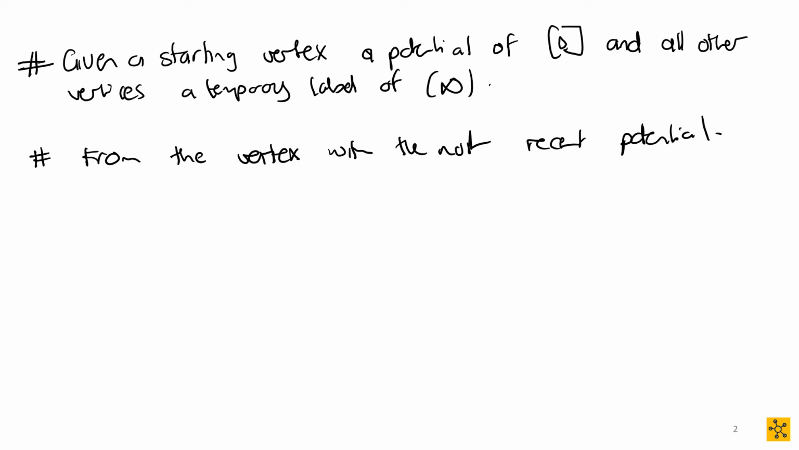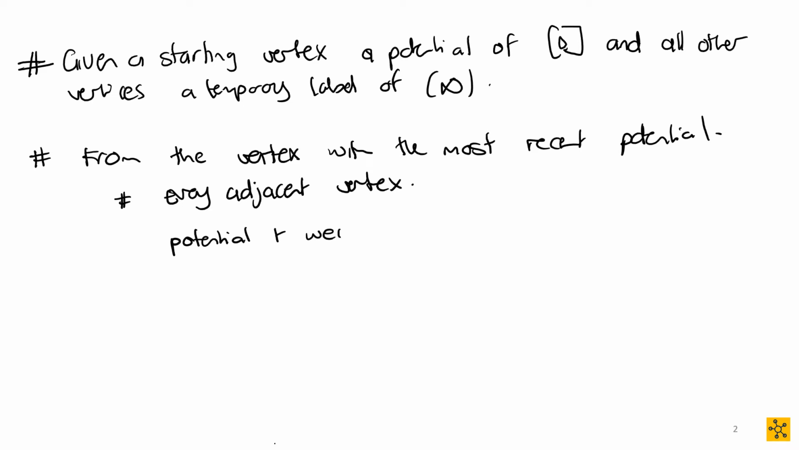So, from the vertex with the most recent potential, I don't think you can read my handwriting, we're going to look at, firstly, every adjacent vertex. And we're going to update or not update, leave as is, their temporary labels. So we're going to update it as the potential plus the weight of that incident edge.